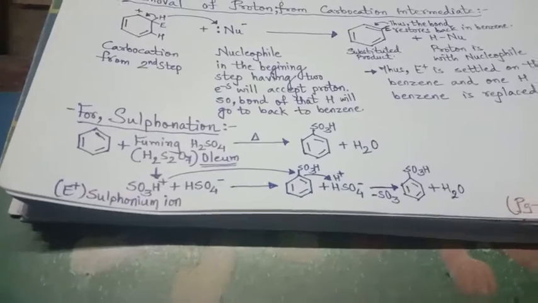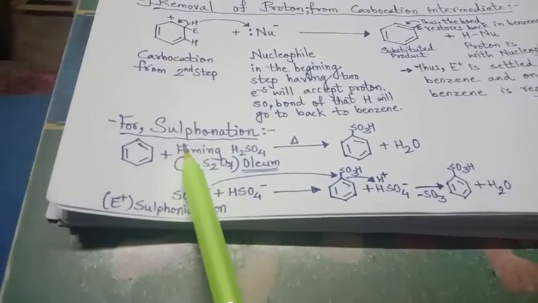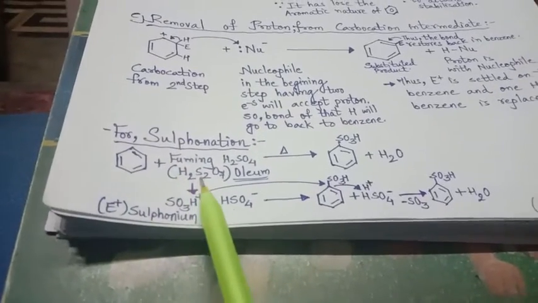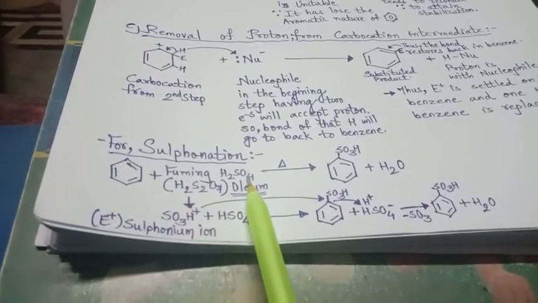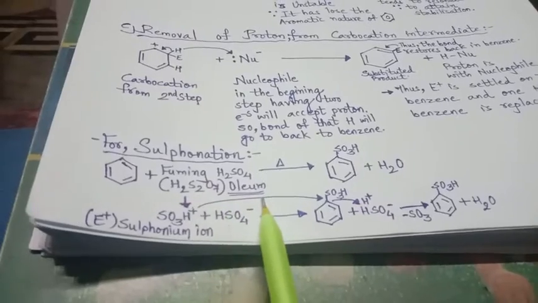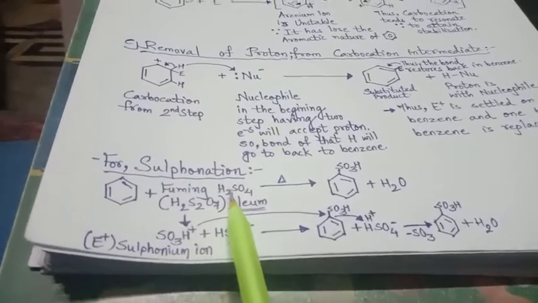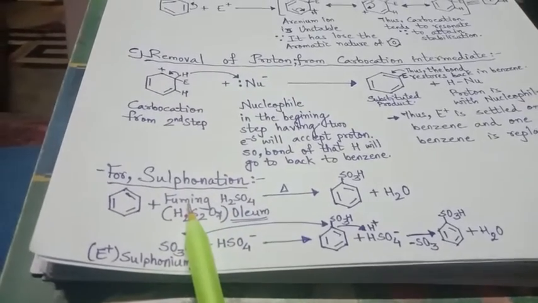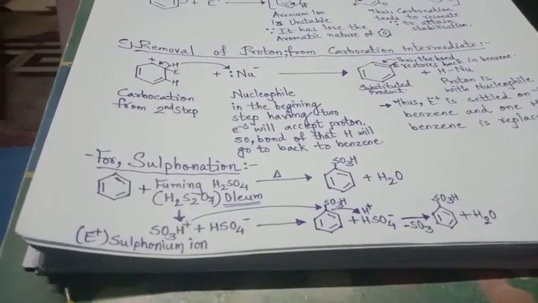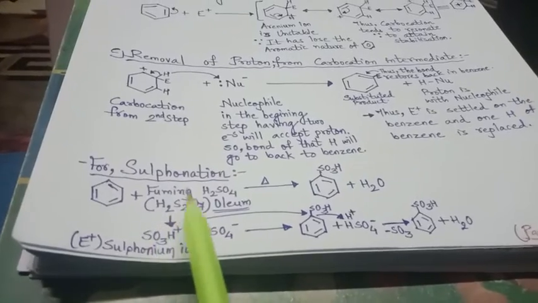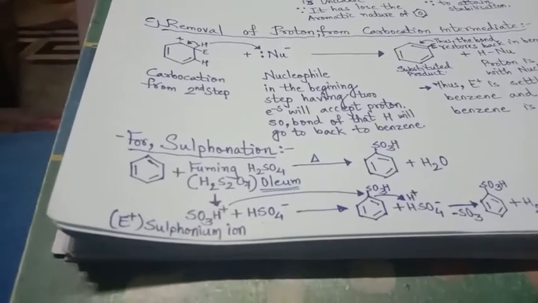One more reaction in between was left, that is sulfonation. In the sulfonation reaction, benzene reacts with fuming H2SO4. Fuming H2SO4 means highly concentrated, which is also called oleum. Only H2SO4 is our sulfuric acid. Sulfuric acid in a fuming form, that is the oleum, has the formula H2S2O7. So SO3 plus H2SO4 is the oleum H2S2O7.